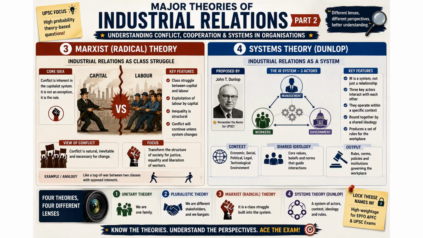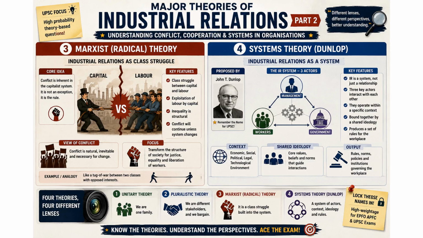Moving to the next 2 theories. Third, the Marxist, or radical theory. This one goes even further than pluralism. It sees conflict as something built into the very structure of capitalism itself. It frames industrial relations as a class struggle between capital and labor. And fourth, the systems theory, proposed by John Dunlop. This is a classic name to remember because UPSC sometimes directly asks who proposed this theory.